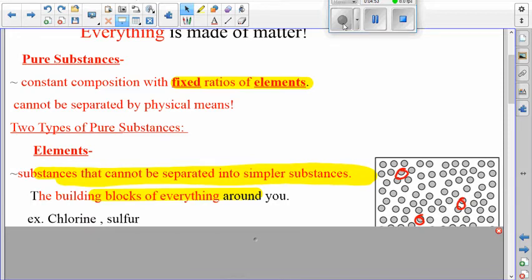Examples: chlorine, sulfur. Here's a container of sulfur. Again, you folks at home can't see this, but it's just a little container with yellow powder in it. This is sulfur. Every single little atom in here is a sulfur atom, and you can't break them down into smaller pieces than that.